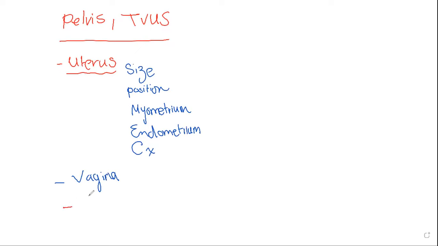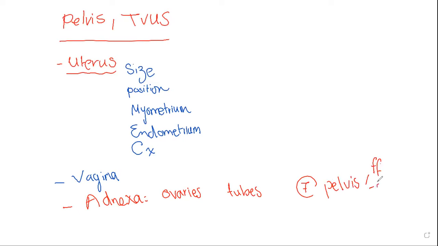And then the adnexa, in which we have to integrate the ovaries. We have to comment on the ovaries, whether they are normal or there is something involving them. And then the tubes, these are the adnexa, and then the pelvis in general, whether there is free fluid, abscess, mass, or if it is normal. So we have all of these items that we have to comment on: the uterine size, position, the myometrium, the endometrium, the cervix, the vagina, the adnexa, and the pelvis in general. So let's return again to the ovaries.